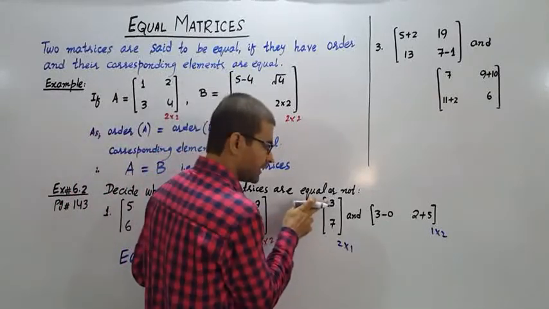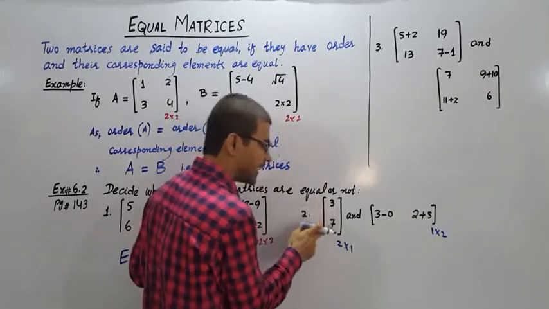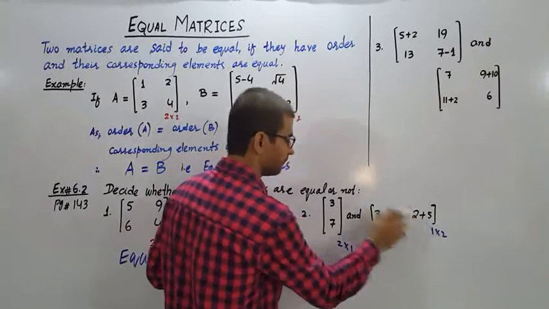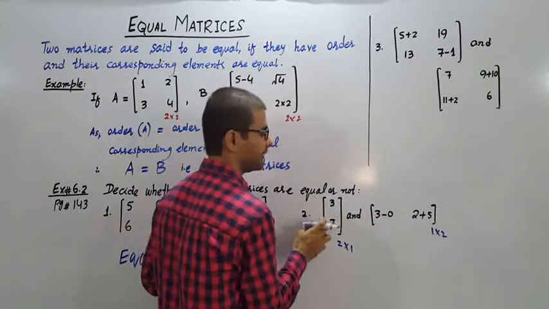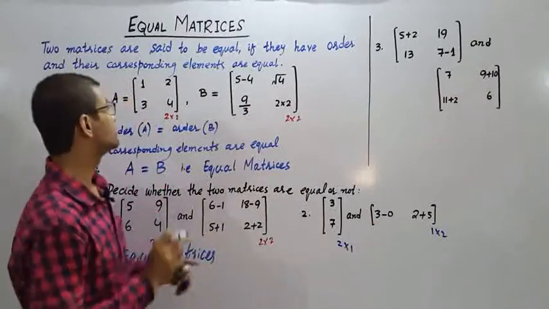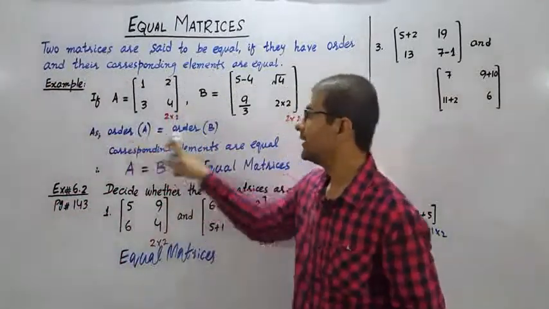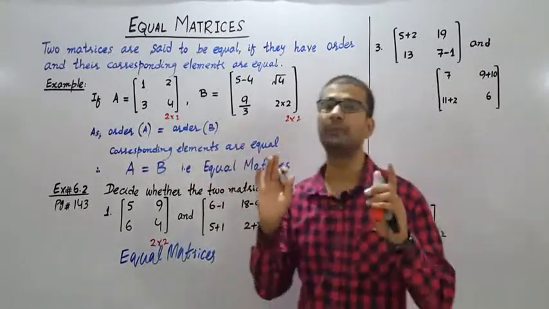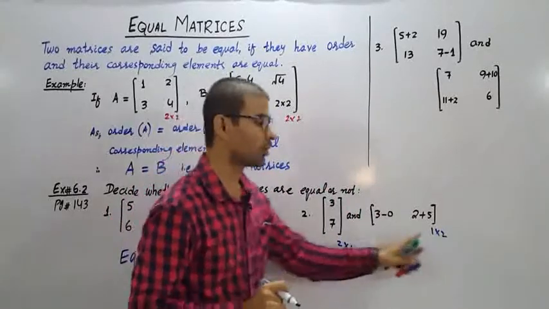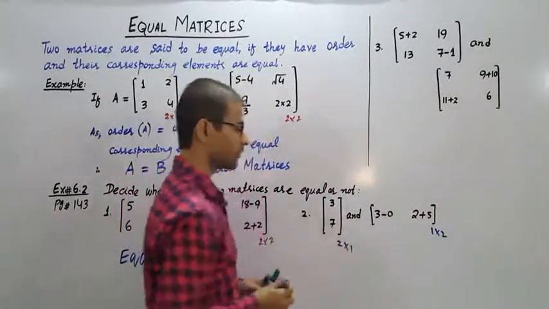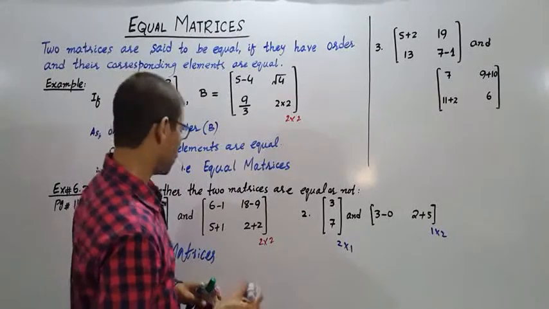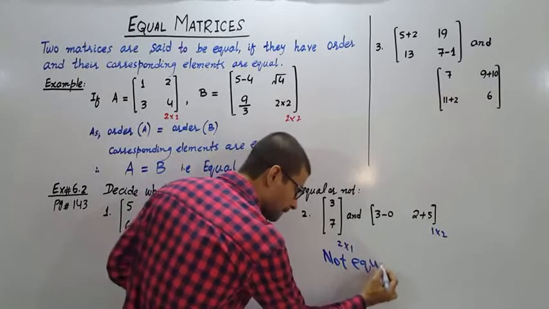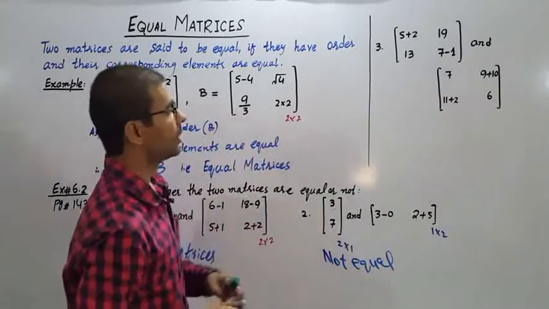Now observe, in the first matrix we have 3 and 7, and in the second matrix we have 3 and 2 plus 5, which is 7. The elements are the same, but first observe the order. If the order is not equal, then there is no need to observe the matching elements. Just first observe the order. As the orders of both the matrices are not the same, they are not equal.